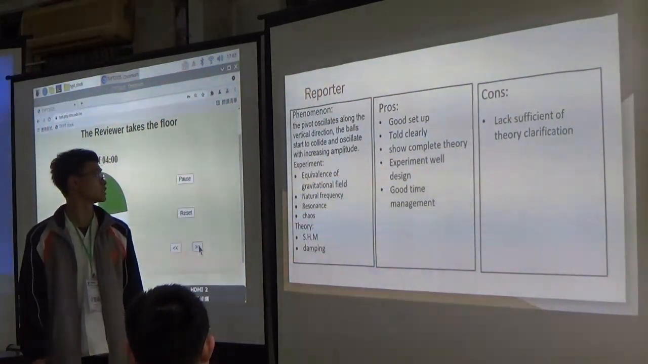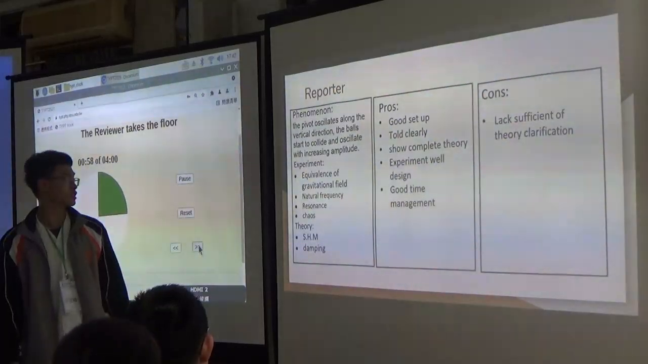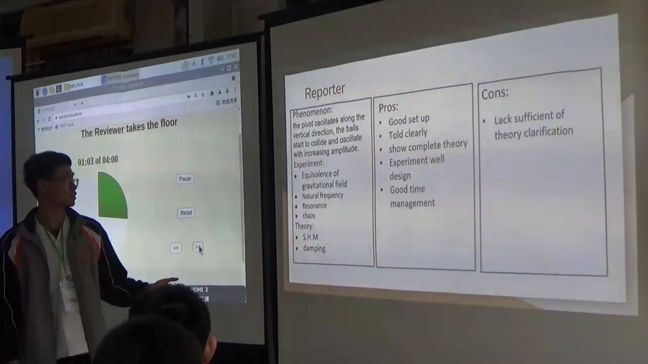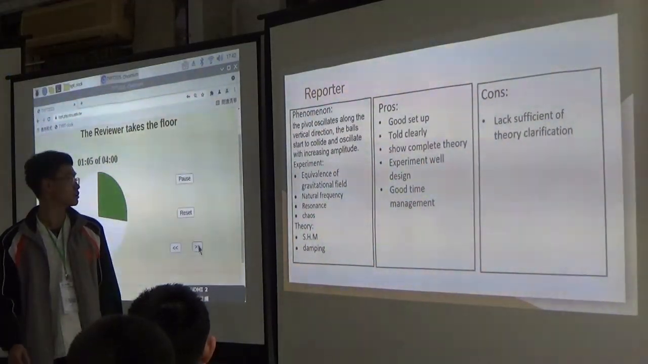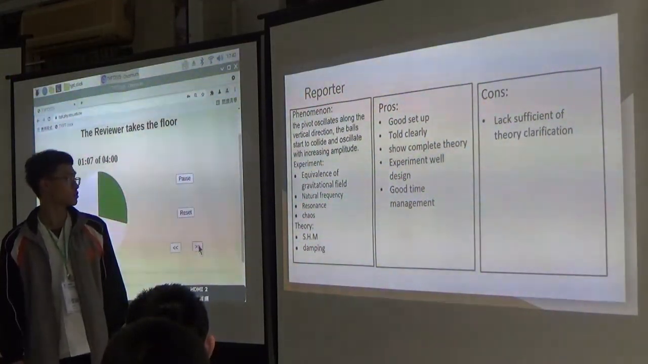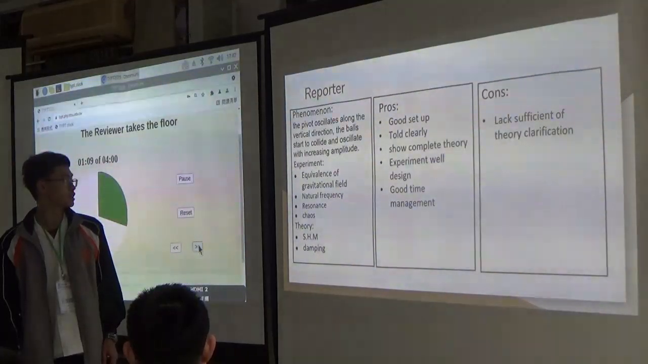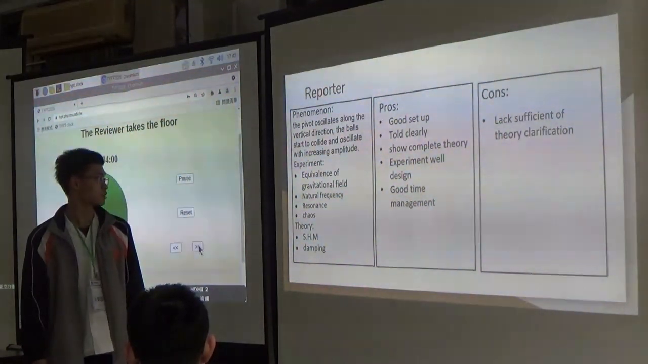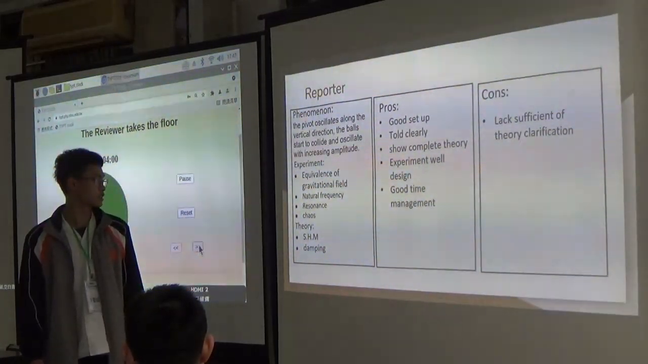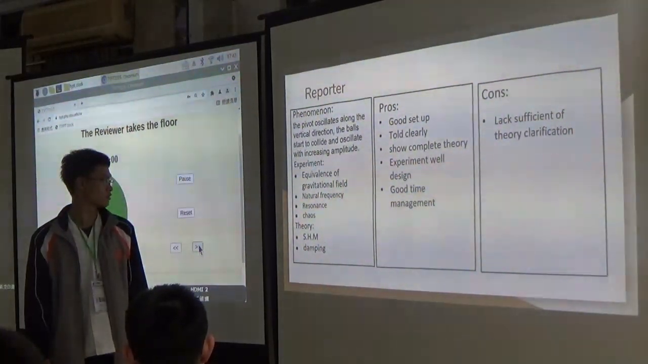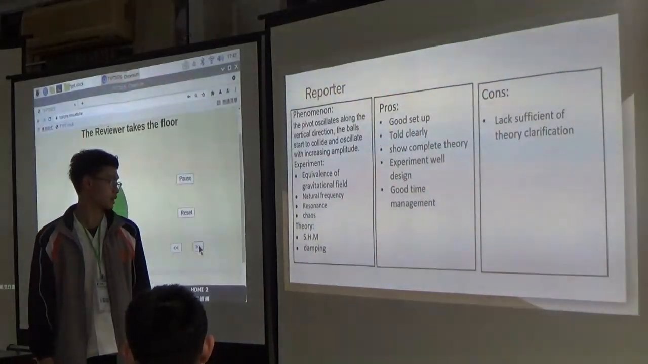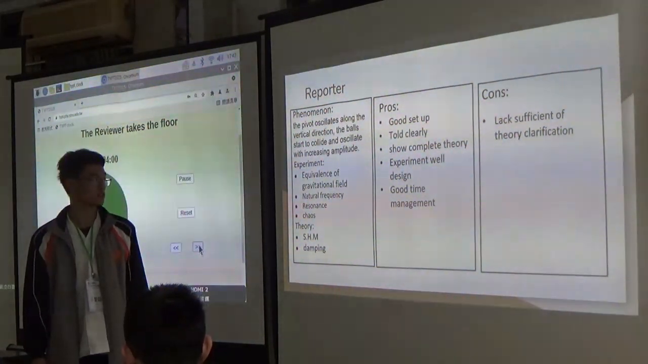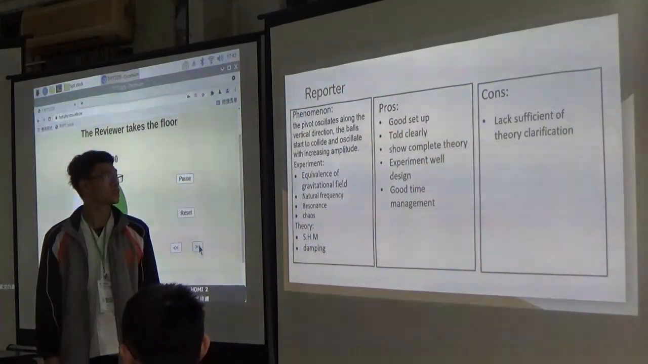This is an overview of the report. The phenomenon is a pivot oscillating along the vertical direction. The balls start to collide in oscillation with increasing amplitude, and there are 5 experiments. The first is the equivalence of a gravitational field, then natural frequency, resonance, and chaos. The theory covers both damping and simple harmonic motion.